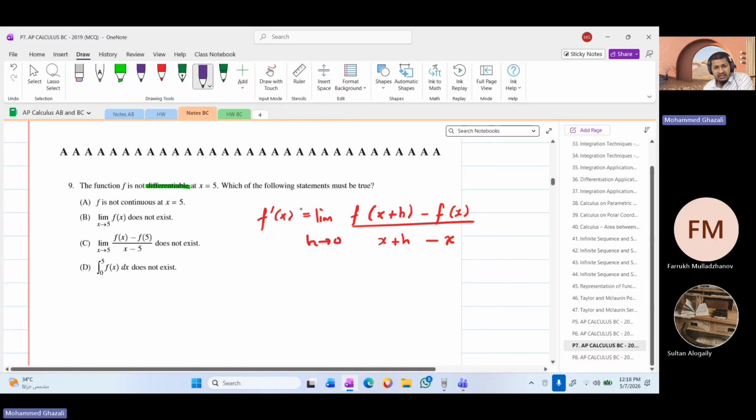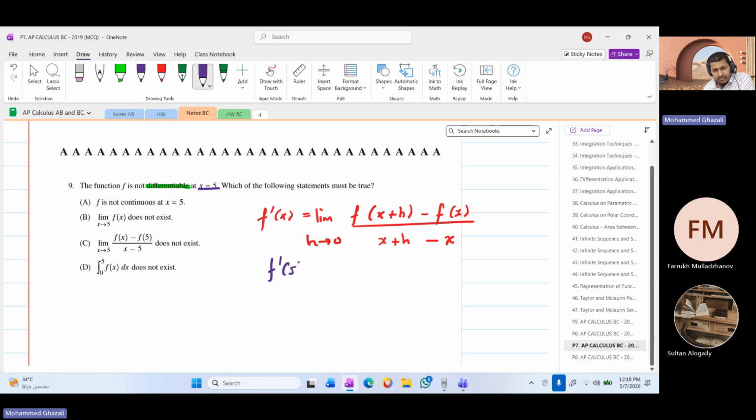Now, remember, they're already telling us that it's not differentiable at x equal to 5. Let's substitute 5 here. So f prime of x is equal to the limit of f of 5 plus h minus f of 5 divided by 5 plus h minus 5. Let me hold on to that and see what they have over here. Obviously you need something in this form to check differentiability. If I do something like this, it is differentiable, right? Limit as h approaches 0.